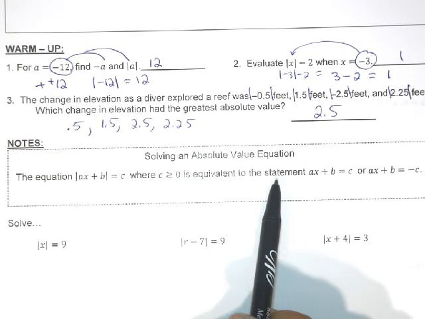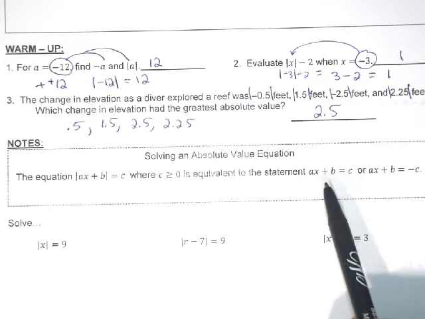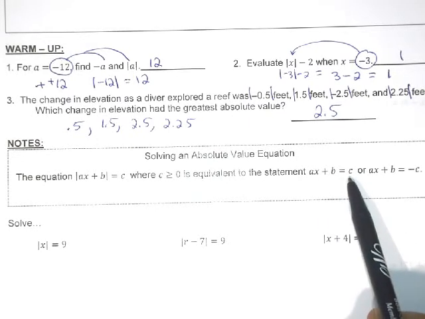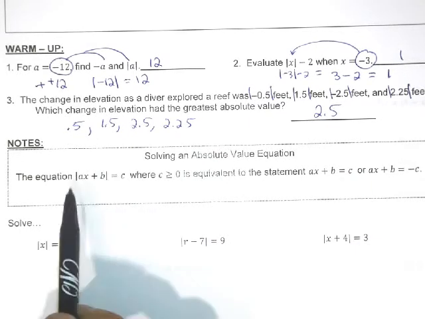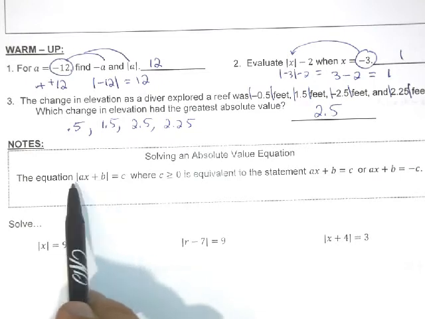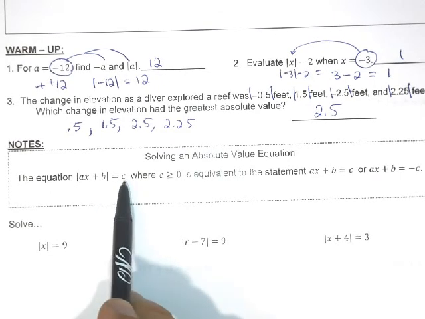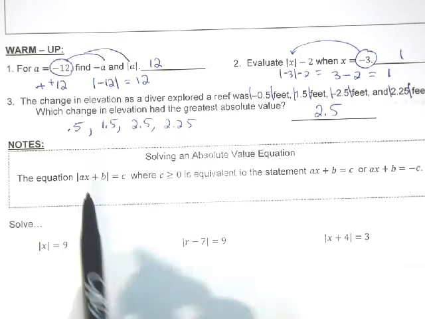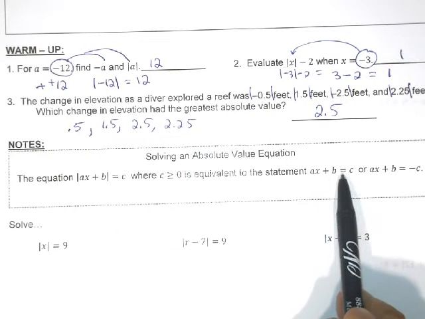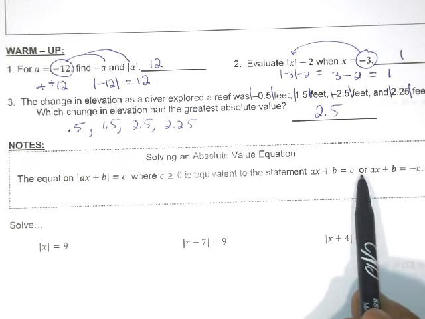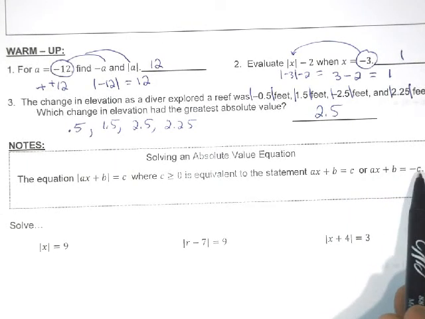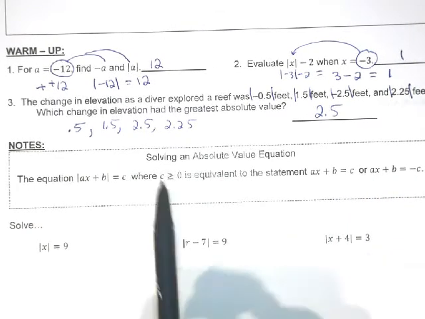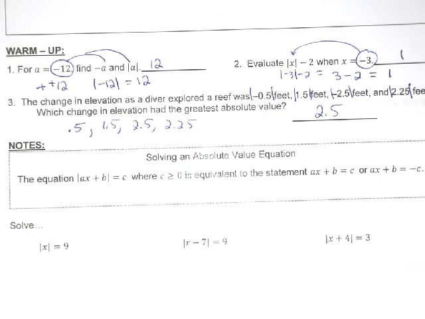So that is equivalent to breaking down the statement here: ax plus b is going to equal c. Once you get it to this form, where you have only the absolute value on the left side and some number on the right that is positive or above 0, we break it down to ax plus b equals c, or ax plus b equals minus c. And that's what we're going to be practicing with our next few questions.